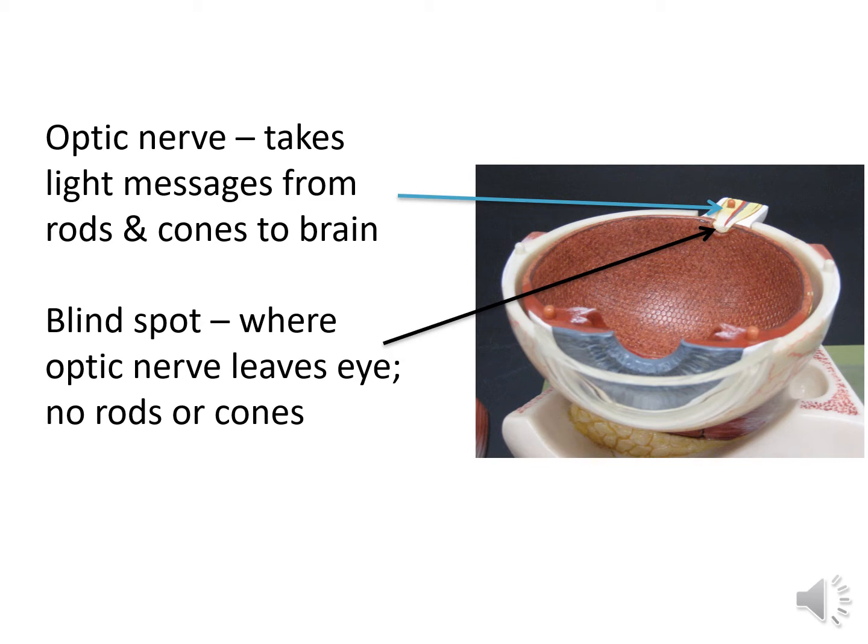In one small little area, there's what they call a blind spot. That's where the optic nerve leaves the eyeball itself. There's no rods, there's no cones, there's just optic nerve. We call that the blind spot.